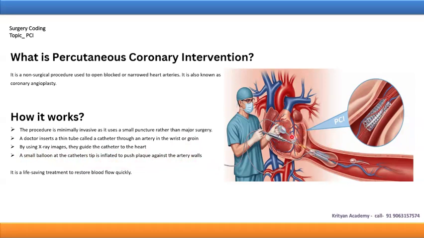Here you can see on the image, the doctor is using the catheter, and here you can see a small balloon-like structure at the tip of the catheter, right? This will push the plaque against the artery walls. So as I told you, for blocked or narrowed heart arteries, they are going to perform this PCI procedure. It is a life-saving treatment to restore blood flow quickly. So this is what PCI, percutaneous coronary intervention, is.